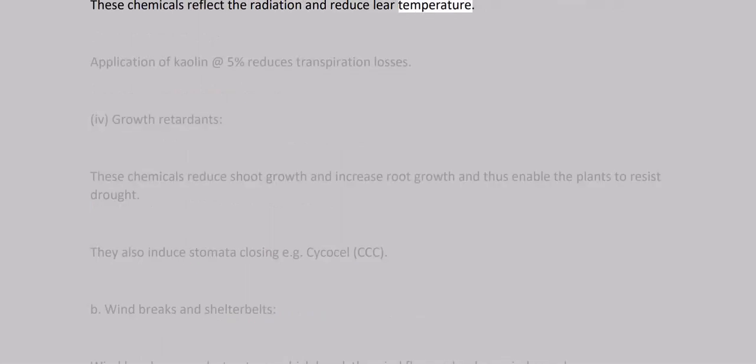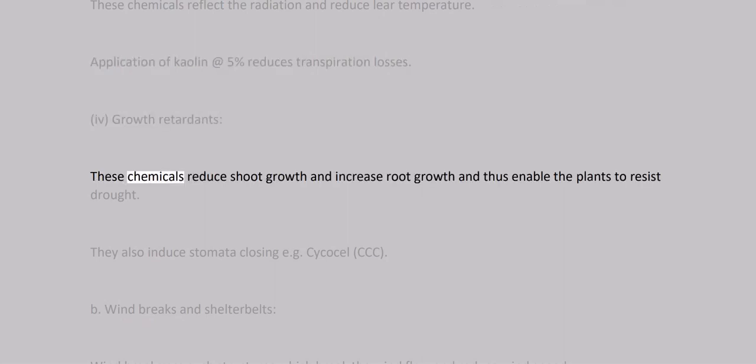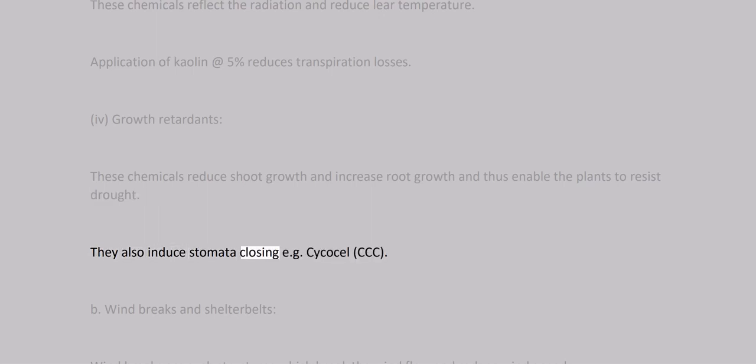3. Reflecting type. These chemicals reflect the radiation and reduce leaf temperature. Application of kaolin at 5% reduces transpiration losses. 4. Growth retardants. These chemicals reduce shoot growth and increase root growth and thus enable the plants to resist drought. They also induce stomata closing, e.g. cycocel, CCC. B. Wind breaks and shelter belts.